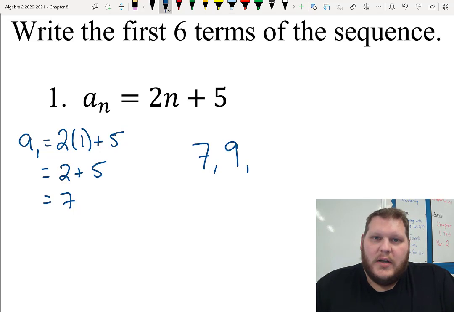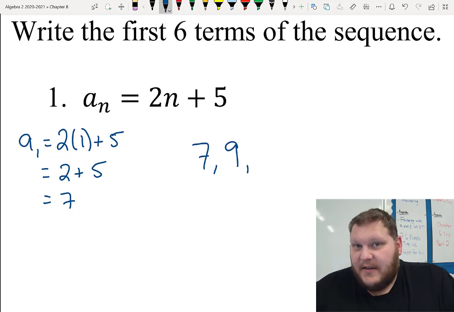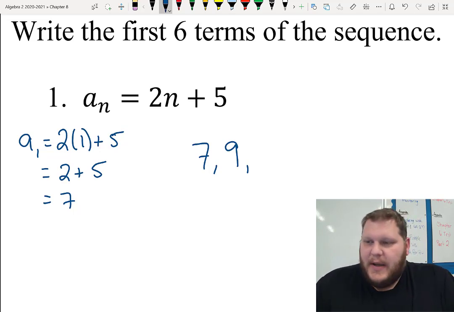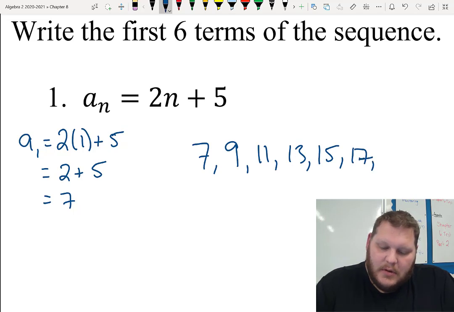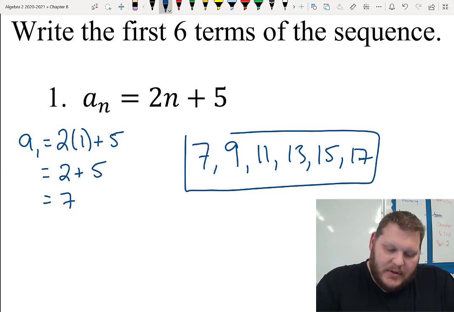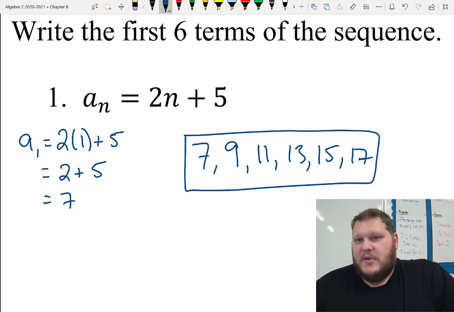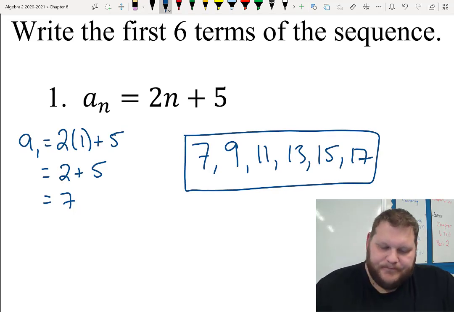use 1 to find your first value if you can't just identify it right away, and then just continue your pattern. They're looking for the first 6 terms of the sequence, so 7, 9, 11, 13, 15, that's 1, 2, 3, 4, 5, 17, and that's all I need to do. So those are my first 6 numbers in that sequence, all the odd numbers up to 17.